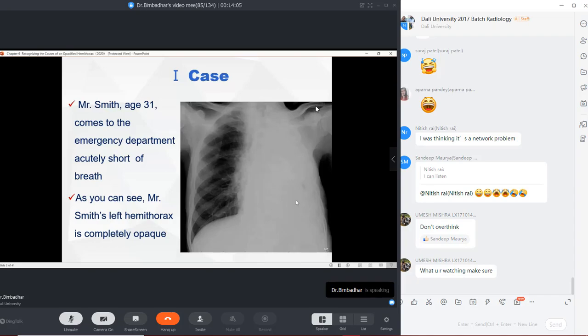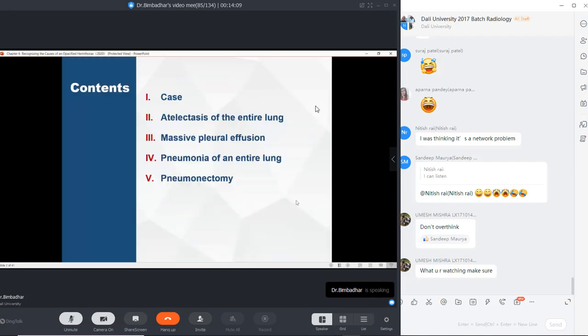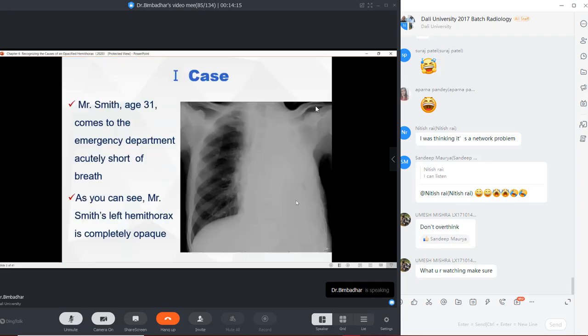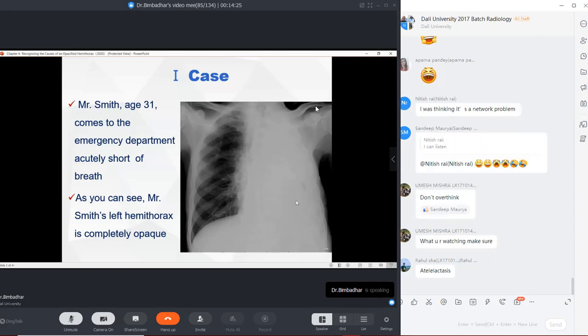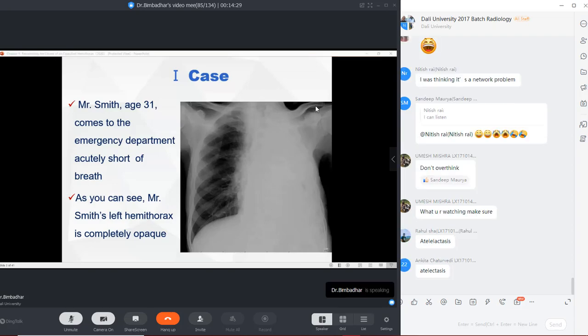Now, what do you think this person might be suffering from? I told you that there are four reasons: atelectasis of the entire lung, massive pleural effusion, pneumonia of an entire lung, or pneumonectomy. Now, look at this image carefully, just pick a choice, because we don't know the details yet, but just try to say what exactly this person is suffering from. What could be this patient's condition?